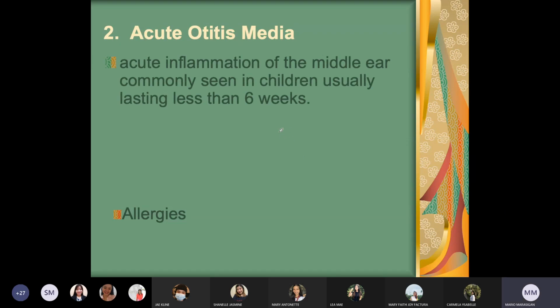Next, acute otitis media. This is an acute inflammation of the middle ear commonly seen in children, usually lasting less than 6 weeks. The child suffers for quite a while.